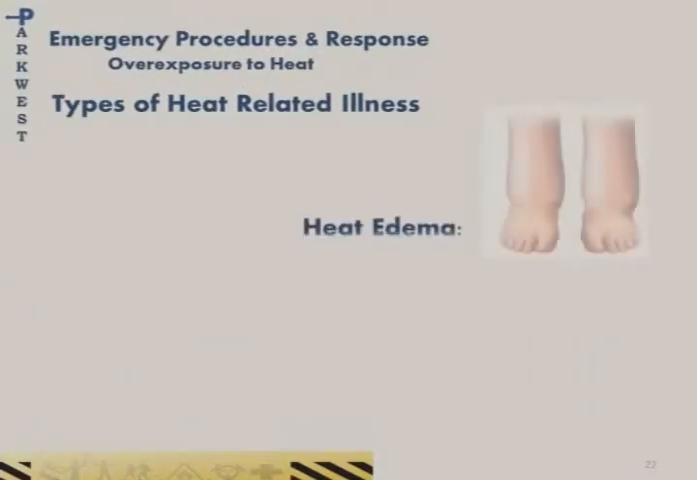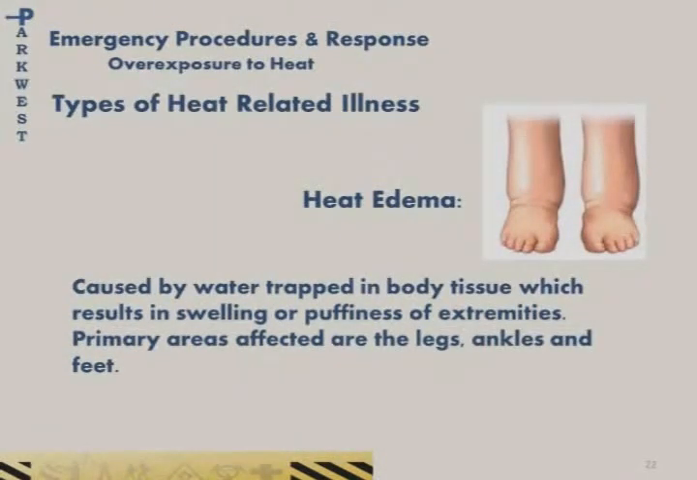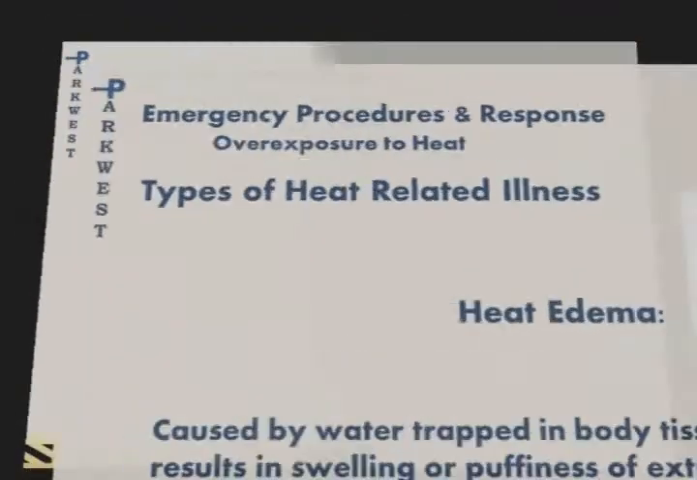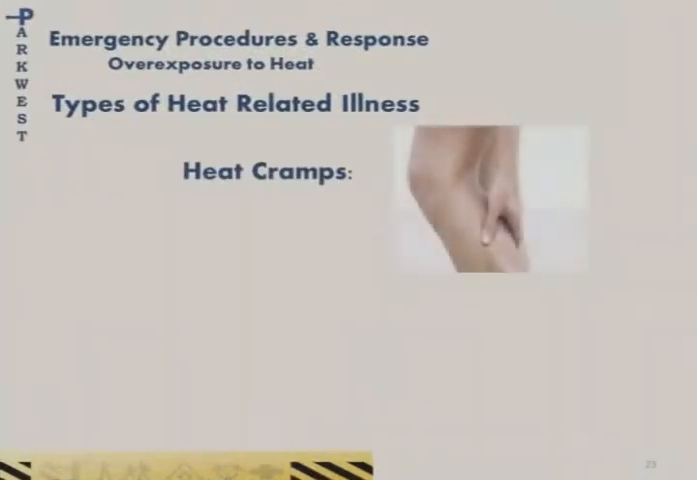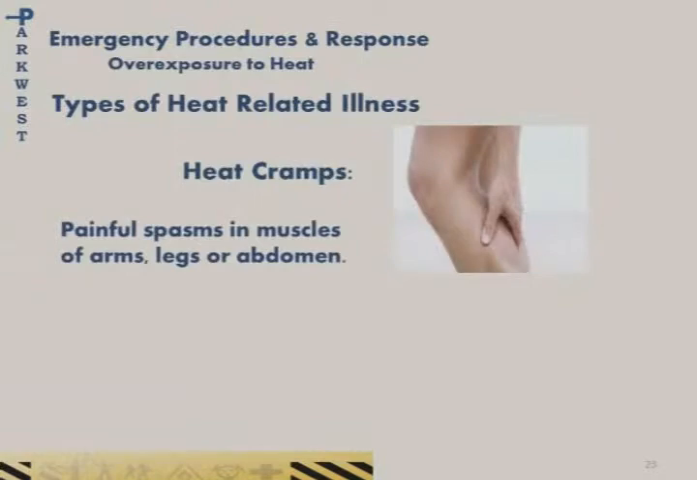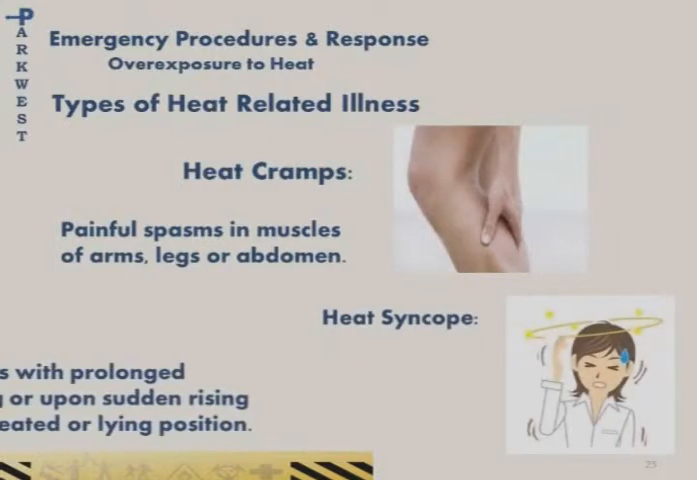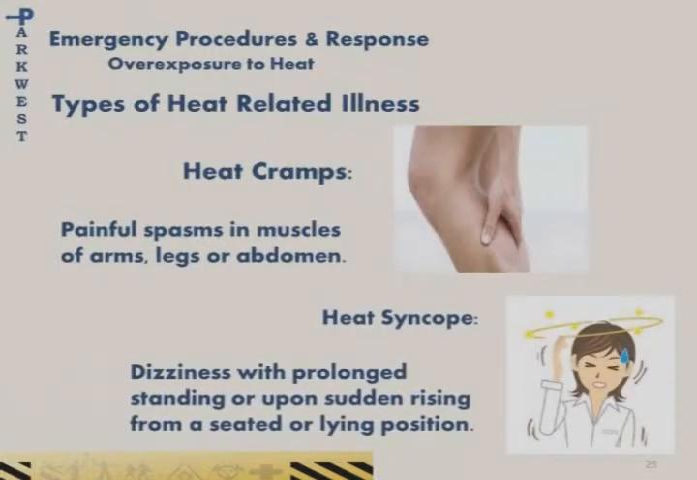Heat edema is caused by water trapped in body tissue, which results in swelling or puffiness of the extremities. Heat cramps are characterized by painful spasms in muscles of the arms, legs, or abdomen. Heat syncope is characterized by dizziness with prolonged standing or upon sudden rising from a seated or lying position.